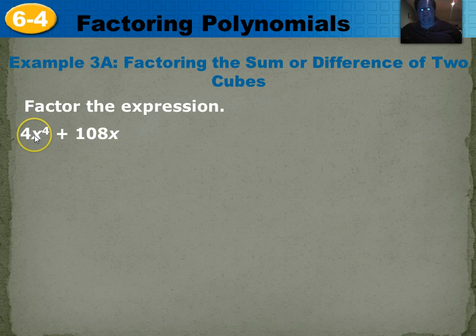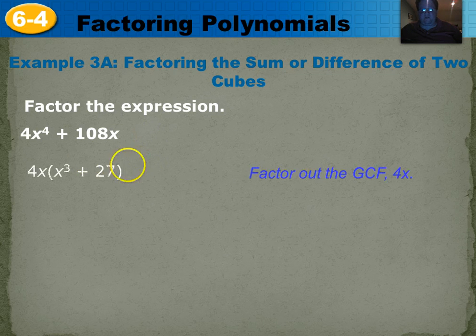Alright, I've got 4x to the 4th plus 108x. Now the 4 and the 108, neither one are cubes. And then I have an x to the 4th and an x. Neither one of those are cubes. But one thing I noticed, I can factor a 4 and an x out of both those expressions. So I get a 4x times x cubed plus 27.